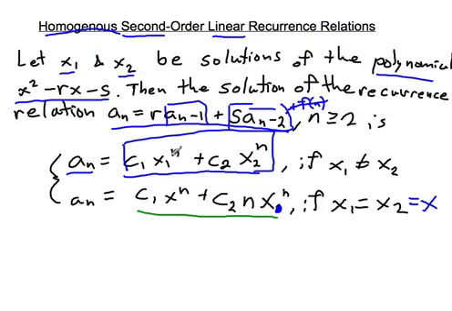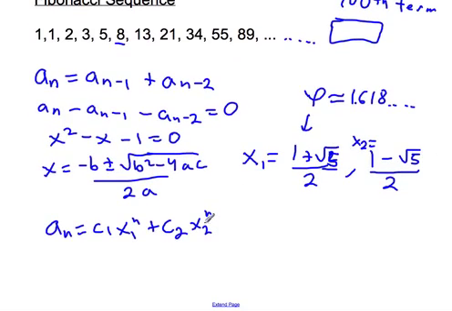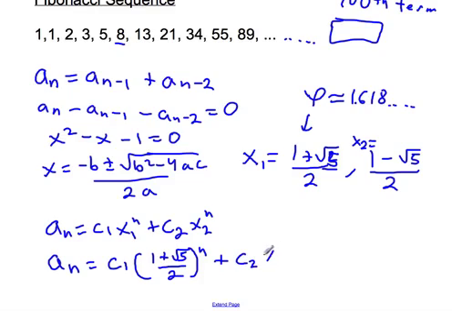So we're going to use our formula now. We're going to use this one here to find the equation. So we have a sub n equals c1 x1 to the power of n plus c2 x2 to the power of n. And of course, we have x1 is 1 plus root 5 over 2 to the power of n, plus c2 times our x, which is 1 minus root 5 over 2 to the power of n.